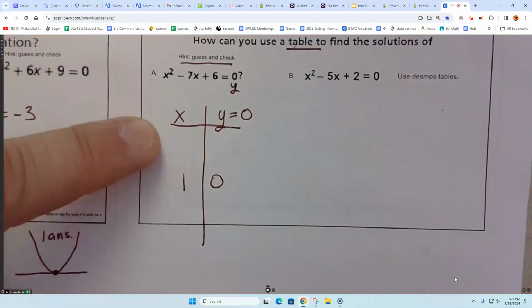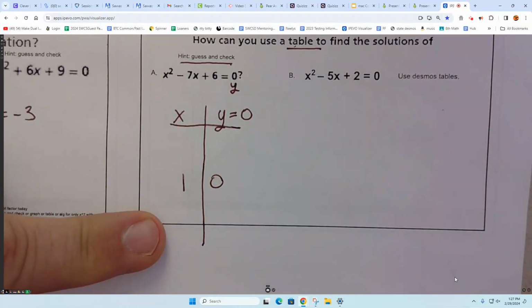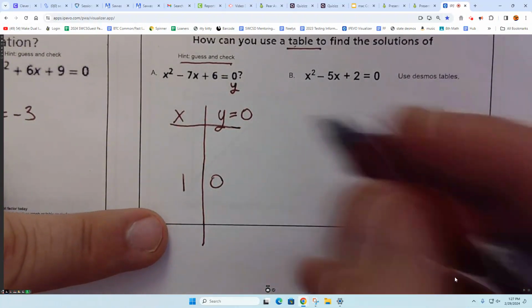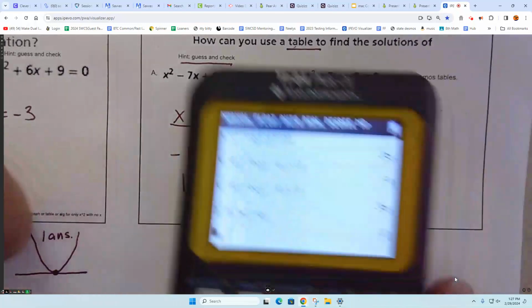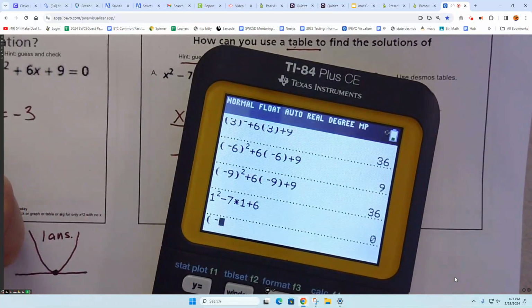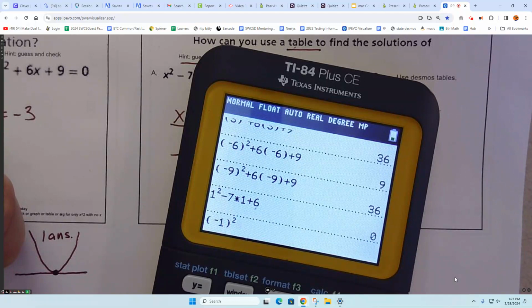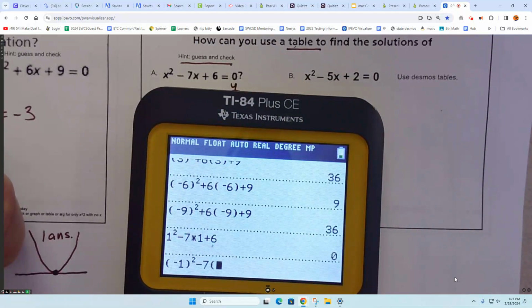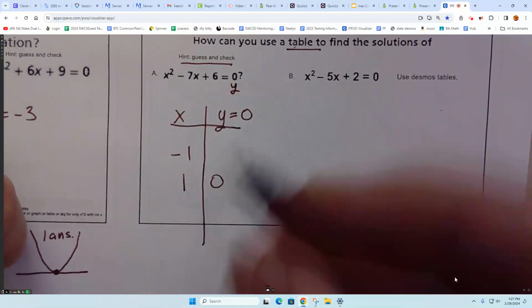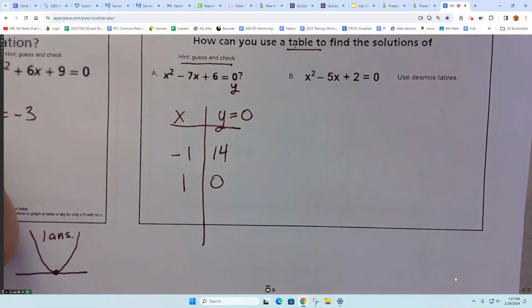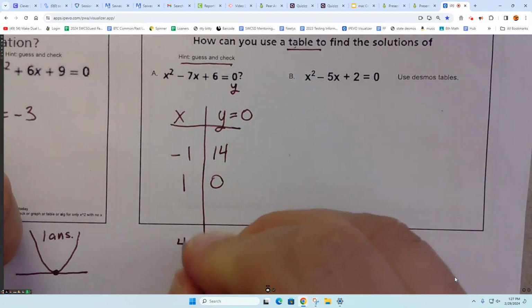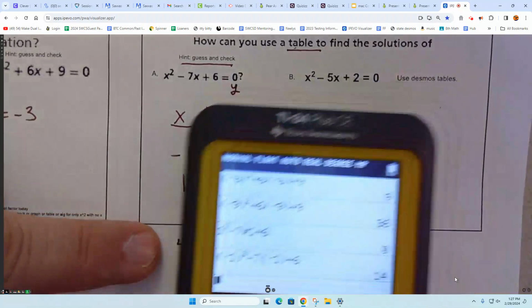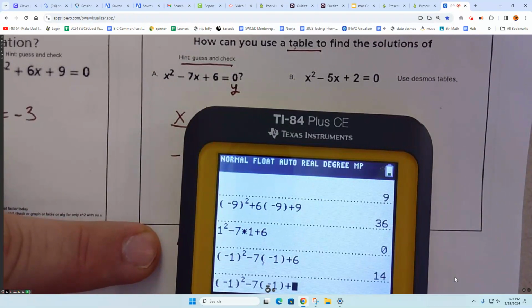-1. I think we want to go close here. If we can find the vertex, then we know we're in good shape. -1. So then I have to put in parentheses, -1 squared minus 7, parentheses, -1 plus 6. I get 14. Should we jump on the other side of 1 to see what's going on there? 4, all the way down to 4. I'm going to skip some steps here. I don't know what 4 is going to do. Go up here and I put in 4.